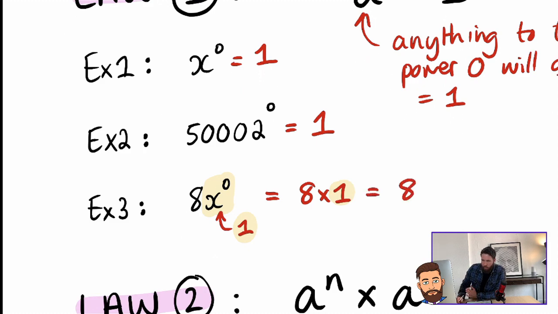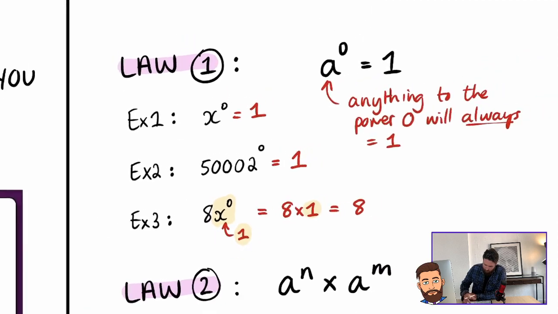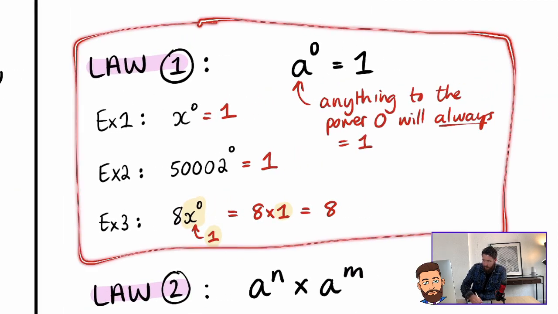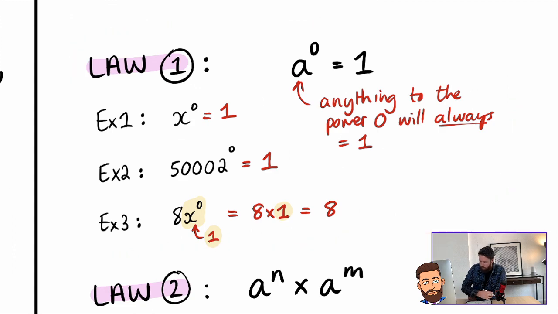So there's an example where the answer is not just simply 1, but knowing that x to 0 is 1 helps us get to the complete answer of 8 in this case. Okay? So that is the most basic indice law that you can remember. If it comes up in a GCSE paper, it's an easy mark. You get a mark for writing 1 most of the time.